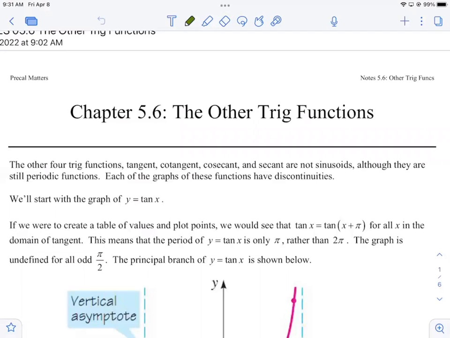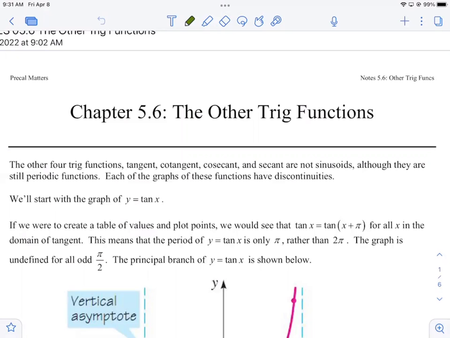All right, chapter 5.6, the other four trig functions. So who's left? We got tangent, cotangent, secant, cosecant. I will tell you that the most important of the remaining four is tangent. And not surprisingly, when you learned in geometry your right triangle ratios, you learned SOHCAHTOA. Sine, cosine, which we've already learned, and TOA was for tangent.